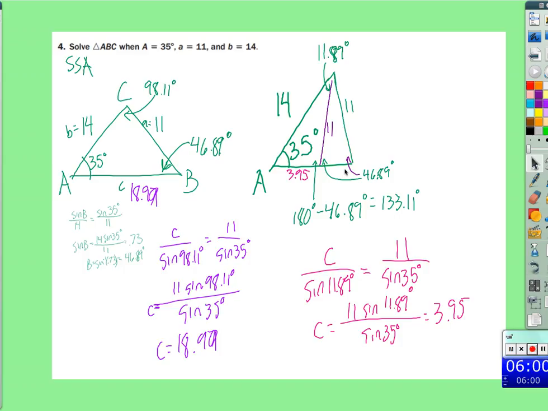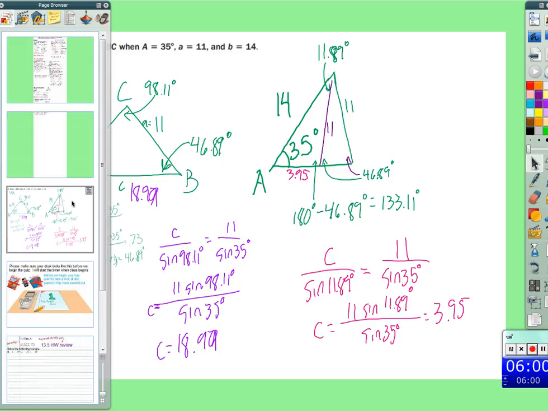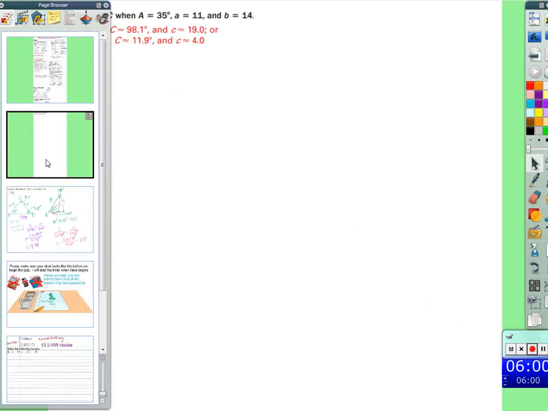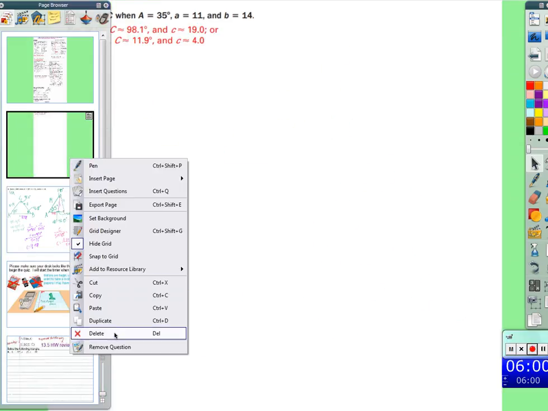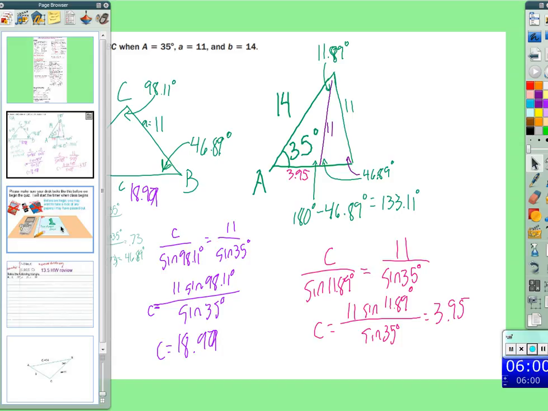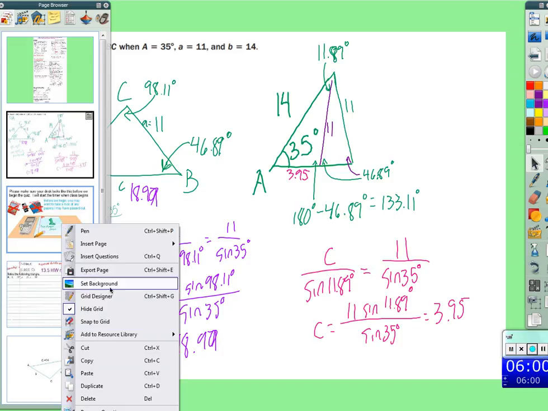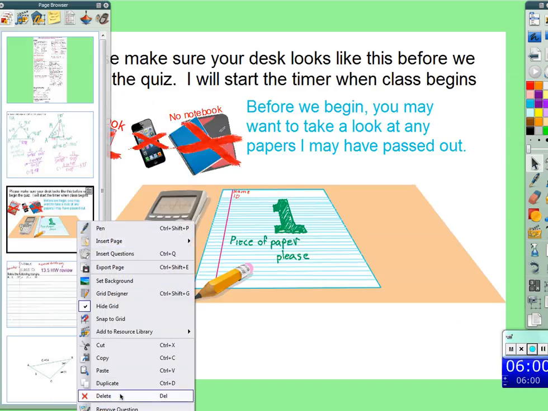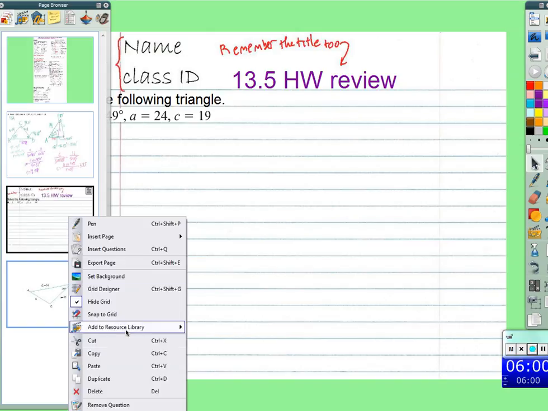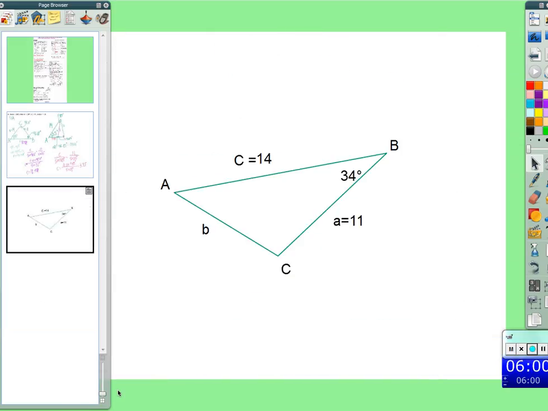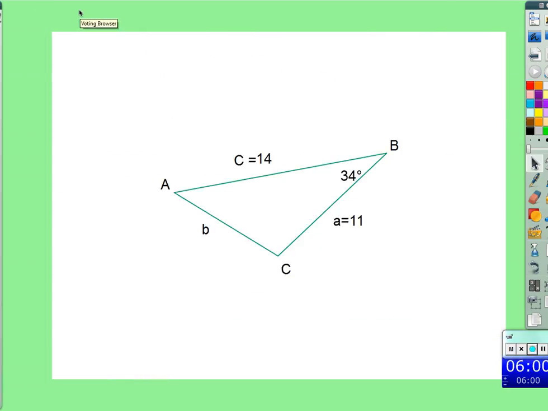On 13.6. We got our notes out. We're ready to learn things and remember them, and for reference later on.